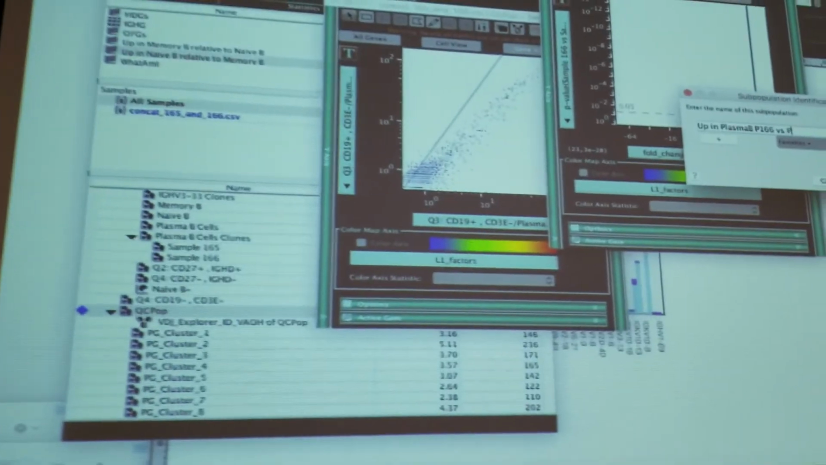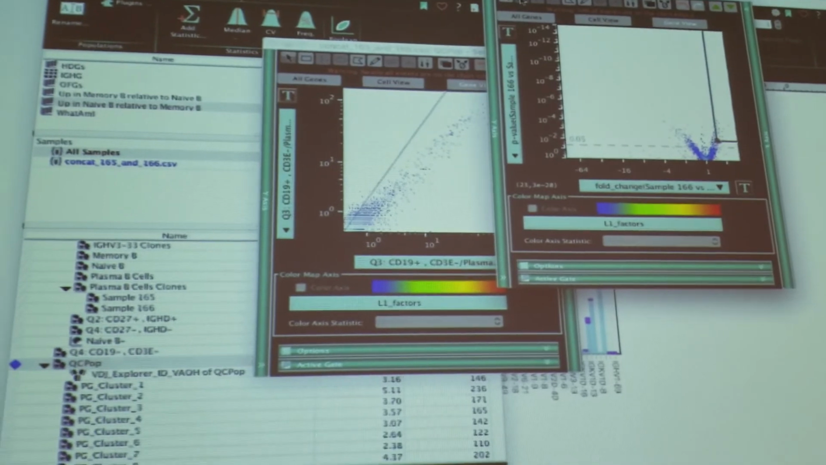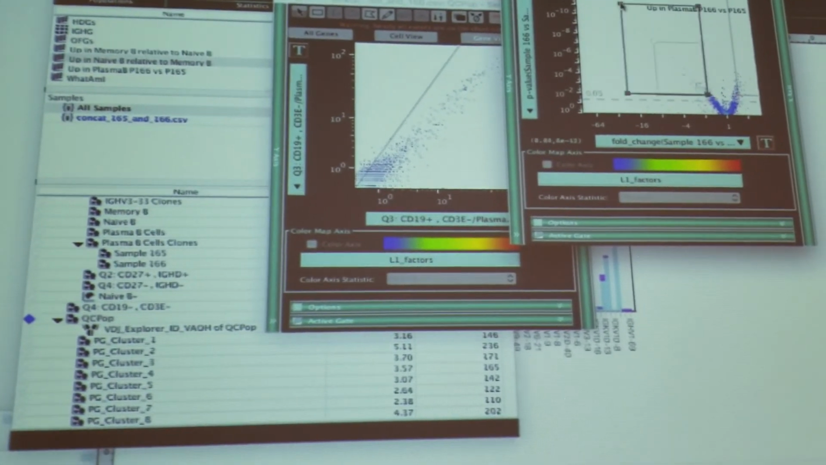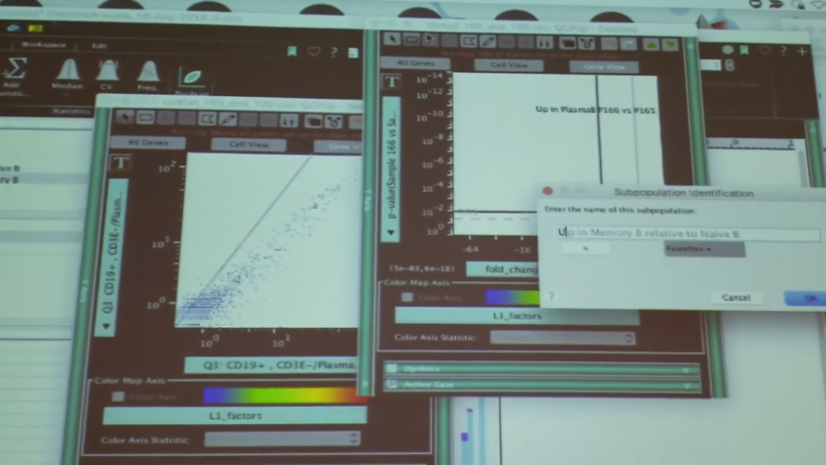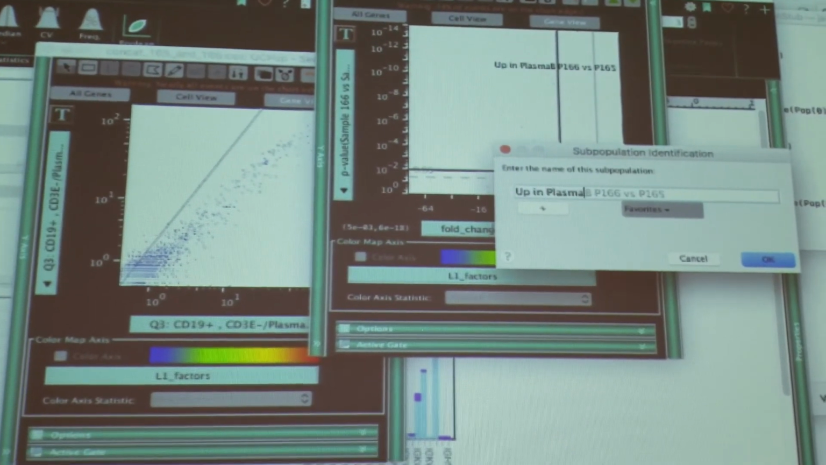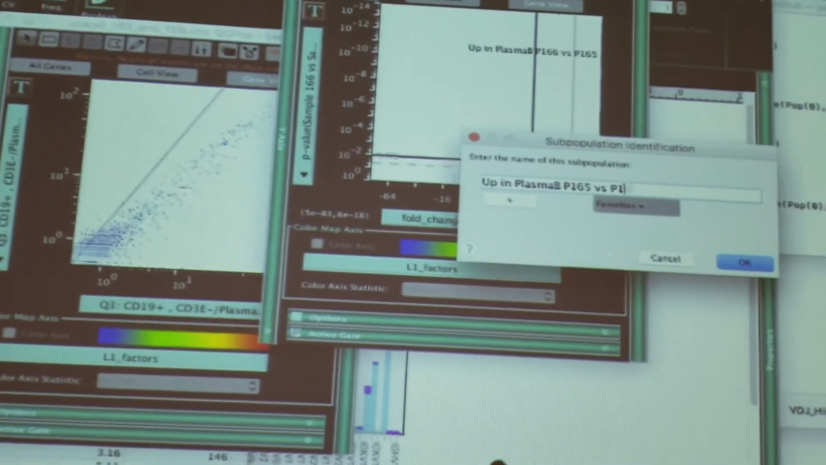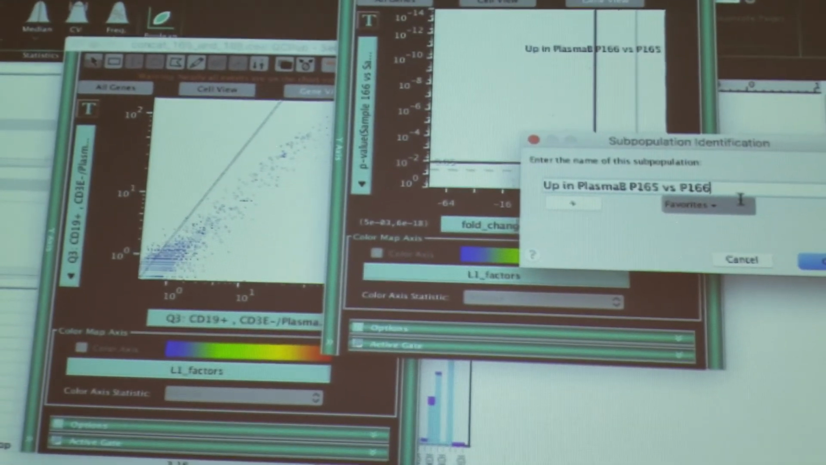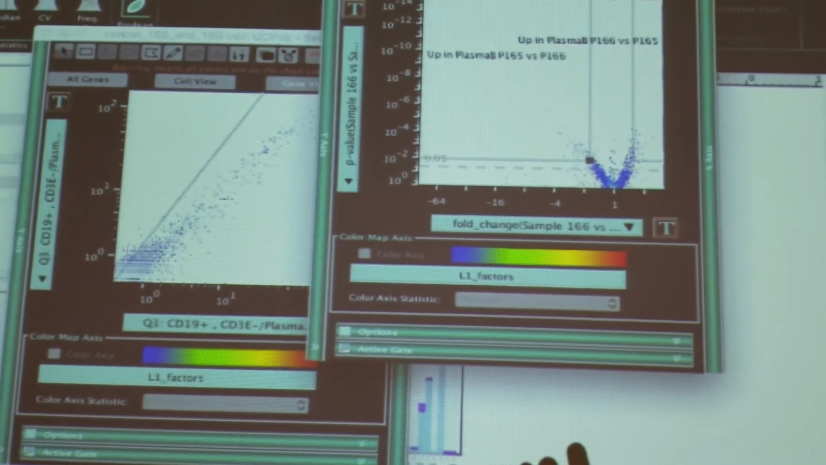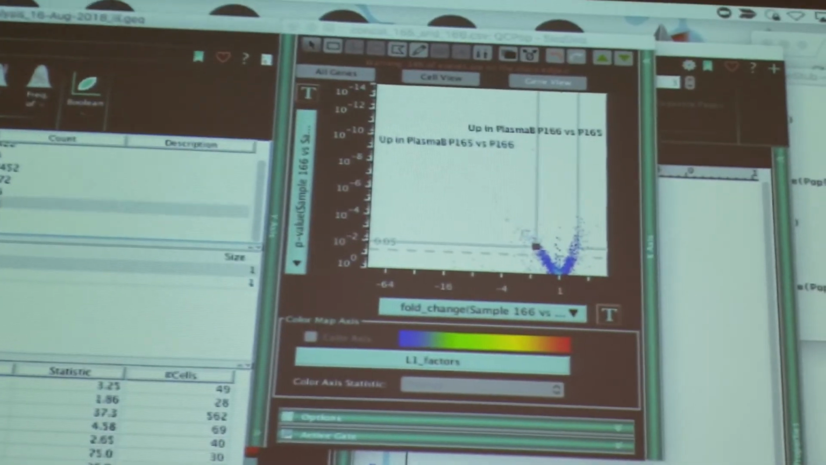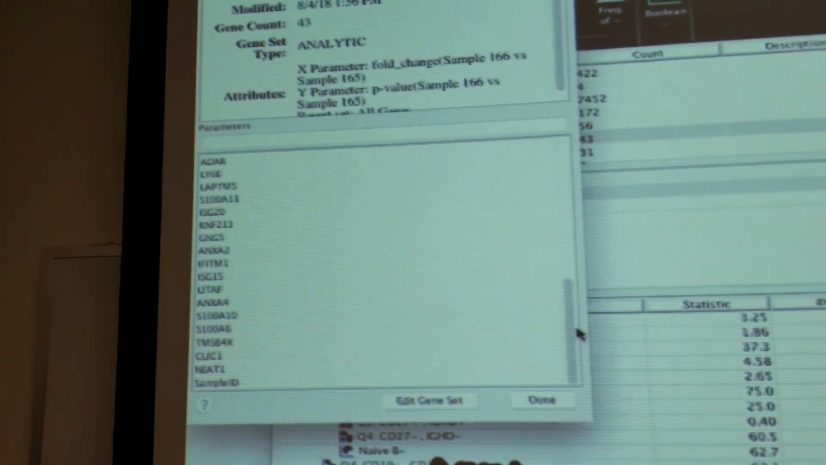Gotta get this. The big moment. Yeah. And then same thing for this, which will be the inverse of that, so it's going to be up in 165. And we know that this is actually versus the plasma B cells in 166. Isn't that amazing? Wow. Secret reveal. We get these two gene sets. And there we go. What do we got?